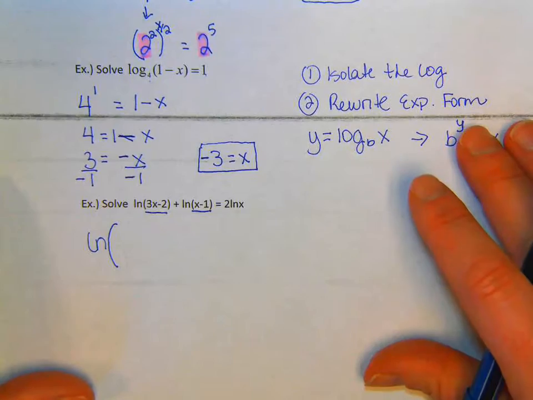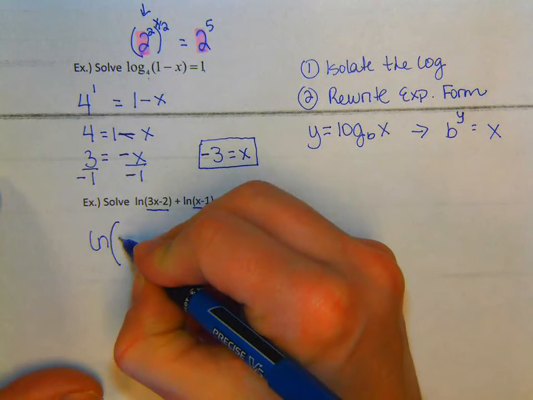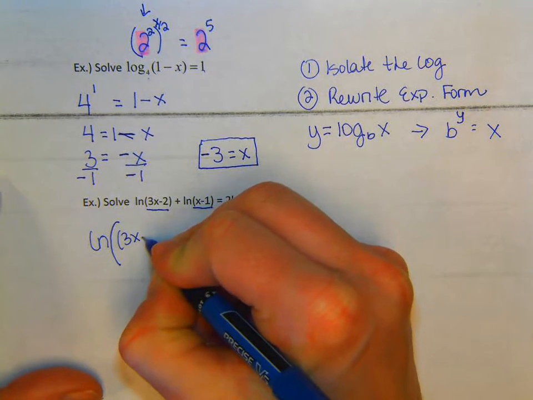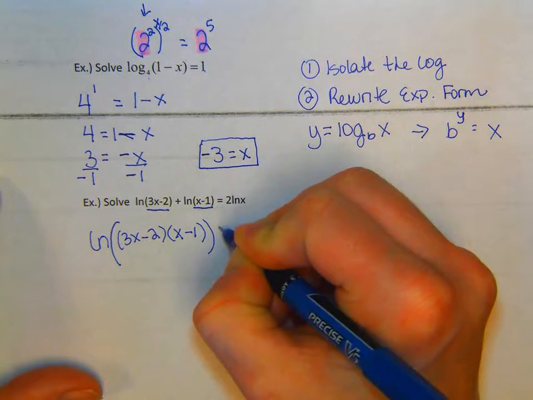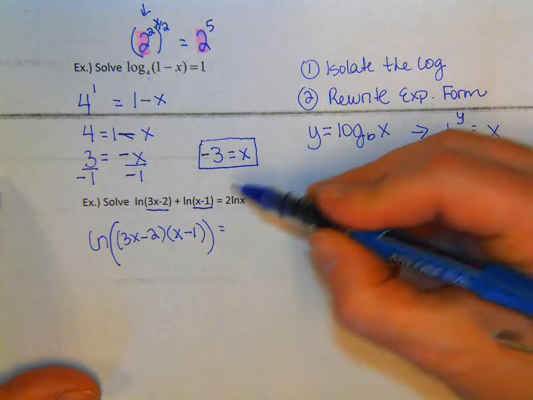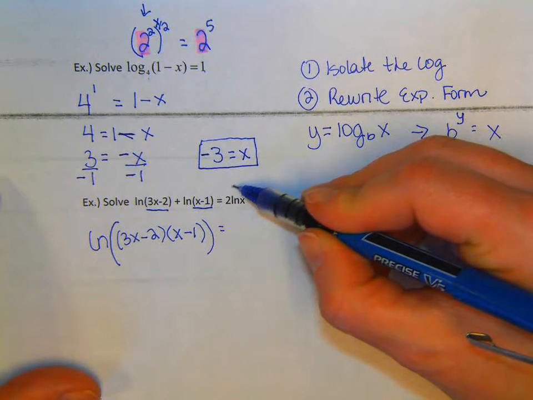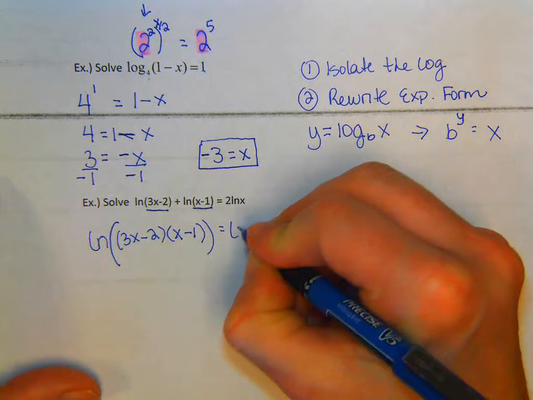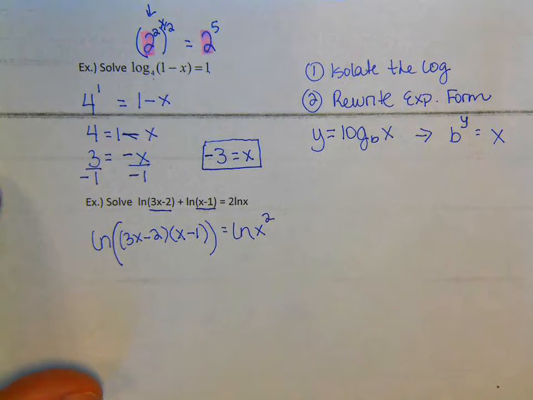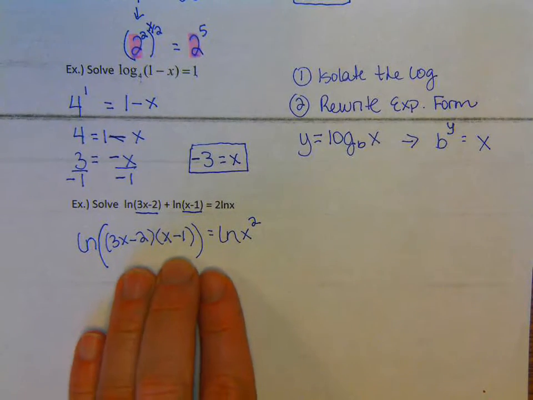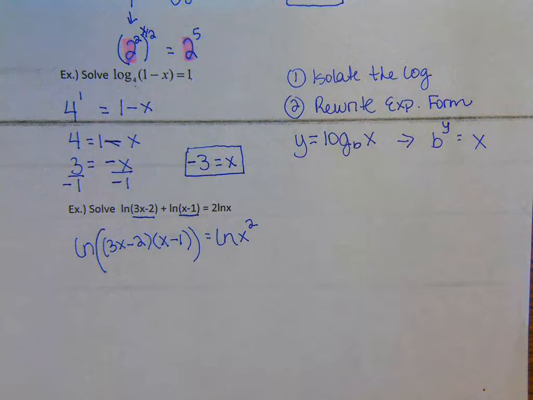So I'm going to rewrite this as the natural log of 3x minus 2 times x minus 1. And on the right side of the equation, I'm going to go ahead and bring that power to the front. So I'm going to rewrite this as the natural log of x squared. Okay, so from above, I now have the log of something equals the log of something.